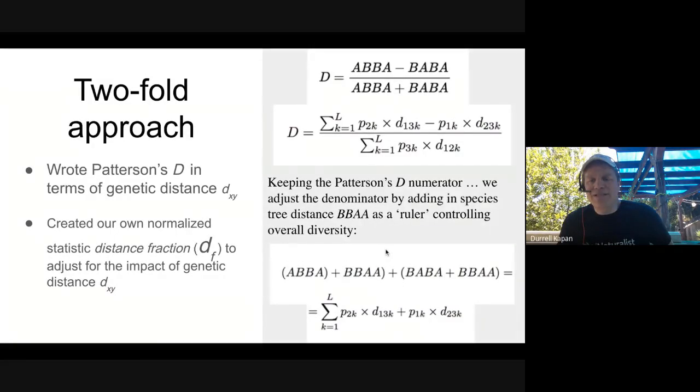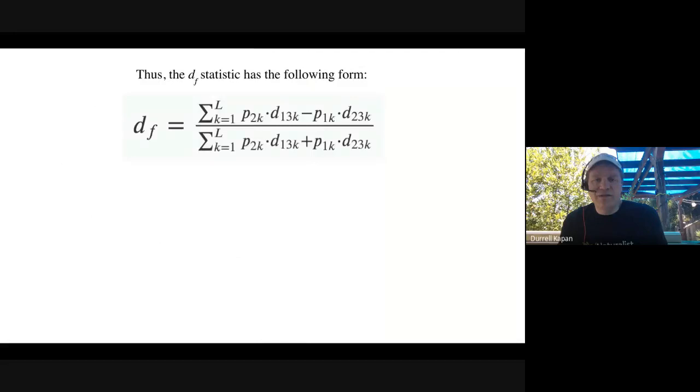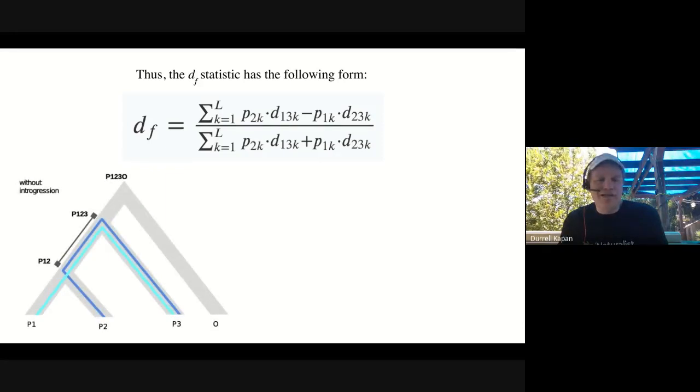So what Bastian spent some time thinking was that if we added in the genetic distance between the in-group, the first and second taxon, and the rest of the tree as a ruler controlling diversity, we might be able to fix the denominator and have less of a problem with these extreme values. And so I'm jumping to the final thing, skipping all the math. Our new statistic, distance fraction, was born, and it's much easier to understand if we use graphics.